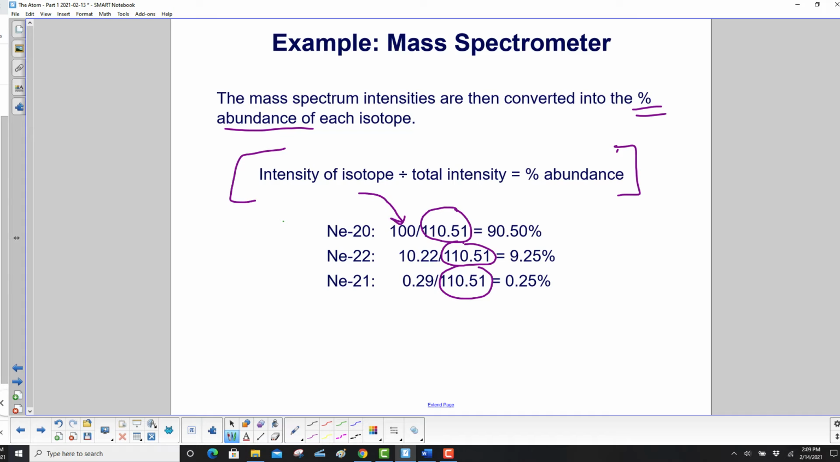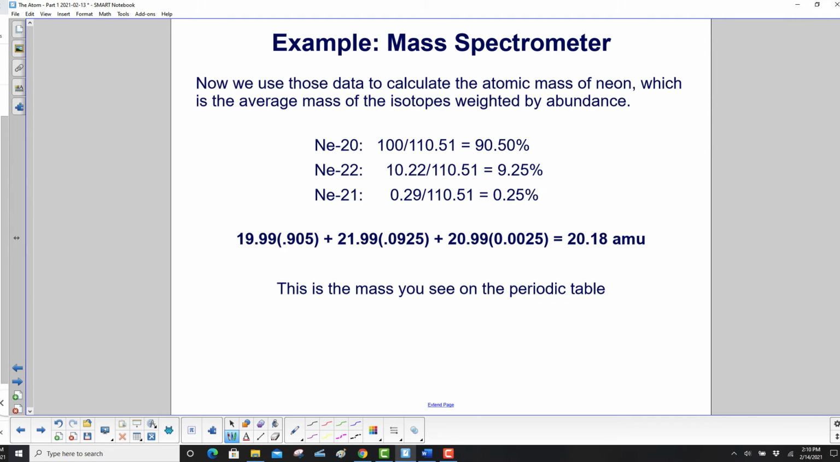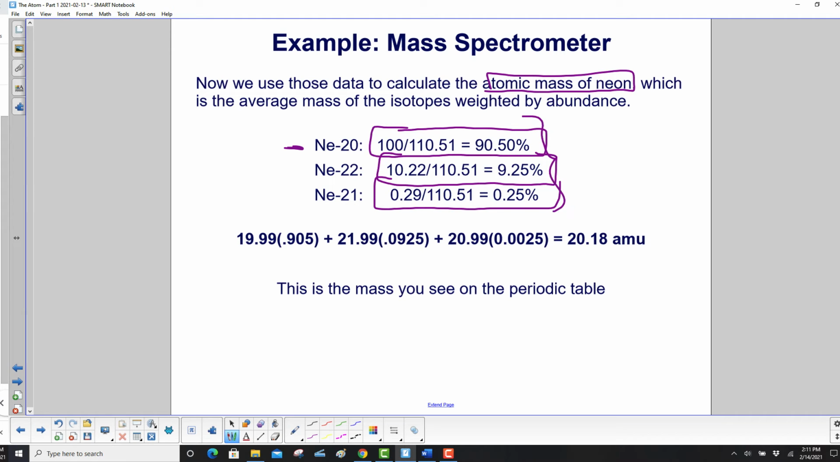Then you put in the intensity of each isotope, divide, multiply by 100 to get a percentage, and you get the relative abundance here, which adds up to 100%. And finally, we use these data to calculate the atomic mass of neon, which is the average mass of the isotopes weighted by their abundance. So neon-20: 100 divided by 110.51 gives its percentage, 90.50%. Neon-22, and we're just taking these from the previous slide. We found these three percentages, and they added up to 100%.